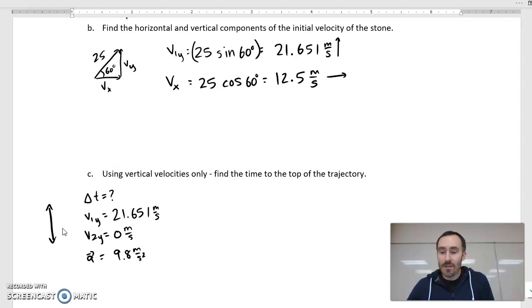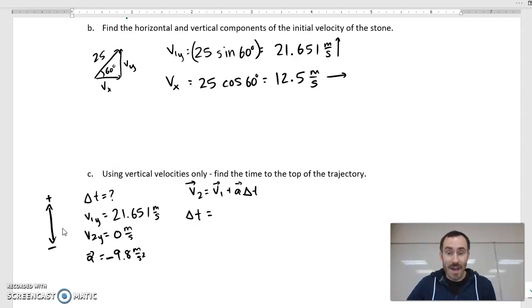So let's call up the positive direction. It's a little bit simpler, but it really doesn't matter. That means that our acceleration is negative 9.8, because it's the only thing in this equation that's actually down. So with those things, we can solve for the time to the top using our v2 equals v1 plus a change in t formula. When we rearrange this, I'm going to subtract v1 and then divide by a. So I get v2 minus v1 over a. That gets me my change in time.